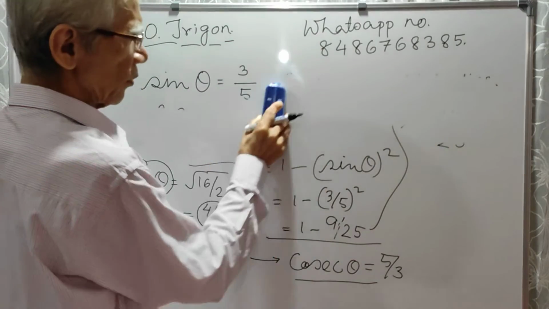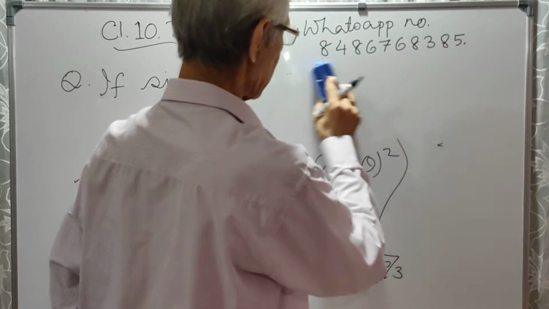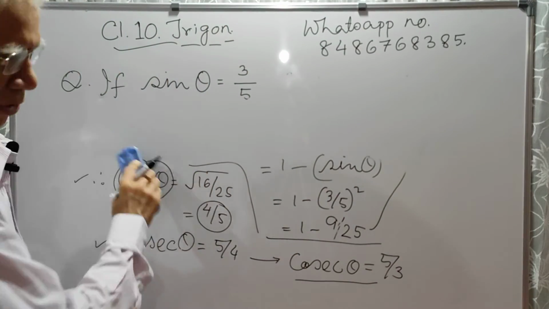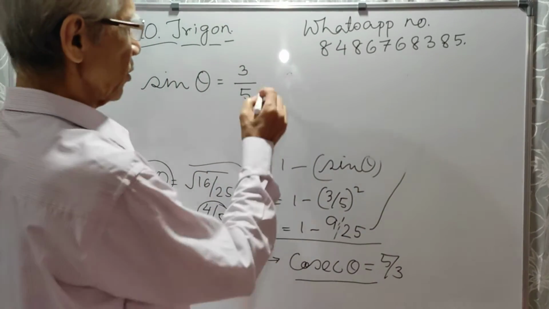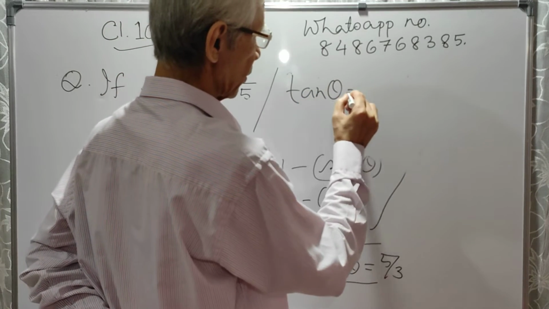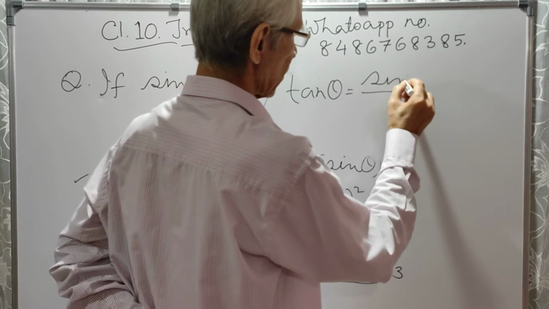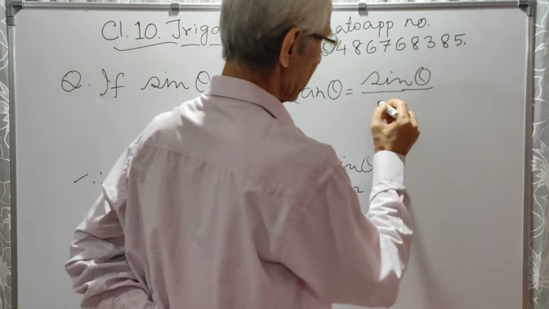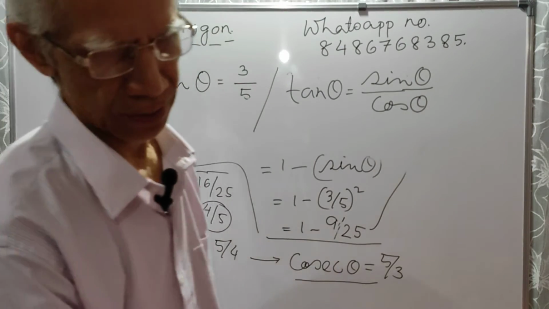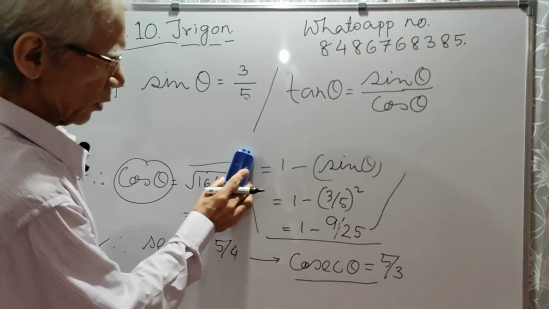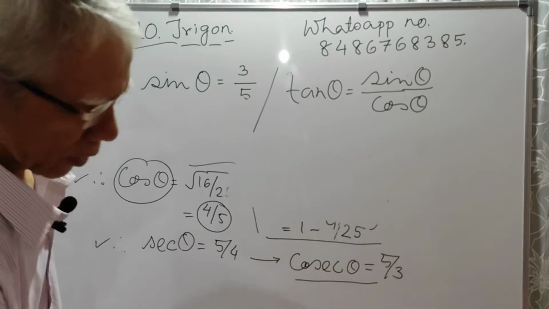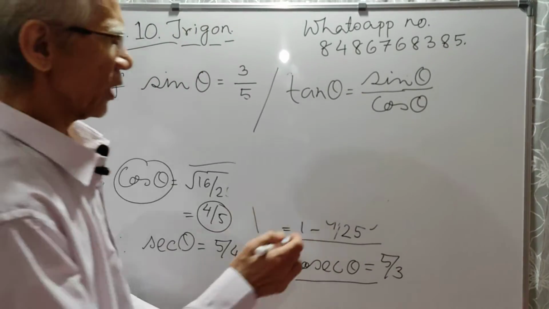Now tan theta, if you recollect from my last video, tan theta is sin theta by cos theta. So you must remember all these relations. Then you can do the sums very quickly in exam. Okay. So tan theta is sin theta by cos theta.